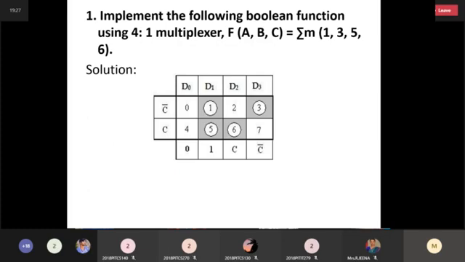So the solution: your inputs will be D0, D1, D2 and D3. There will be 4 inputs and only 1 output. So your output will be C or C bar. First, fill the items. This is the 0th position, 1, 2, 3, 4, 5, 6, 7.